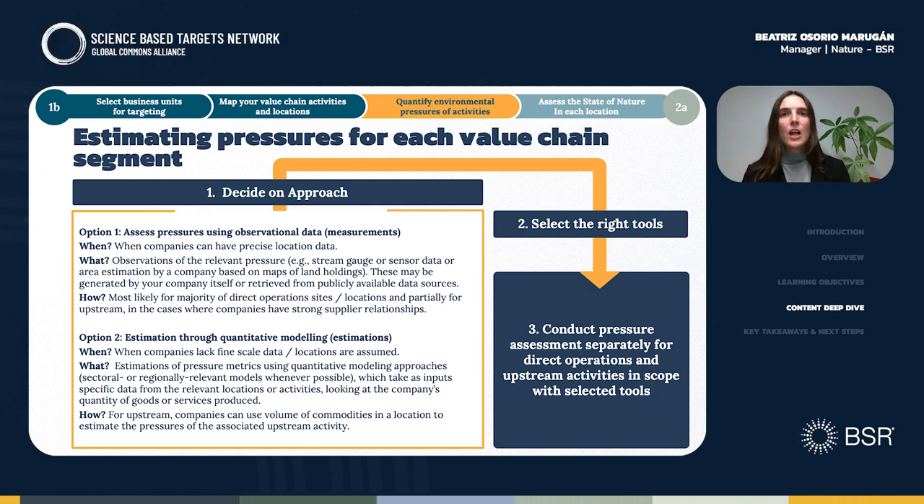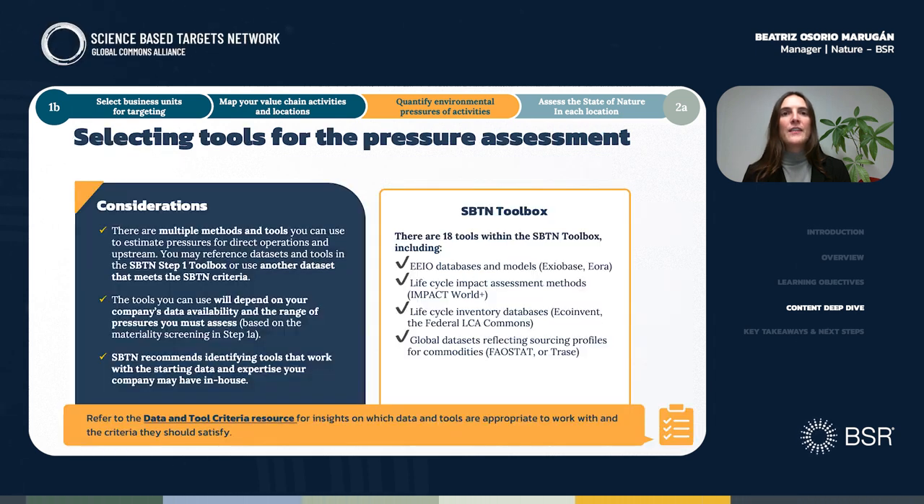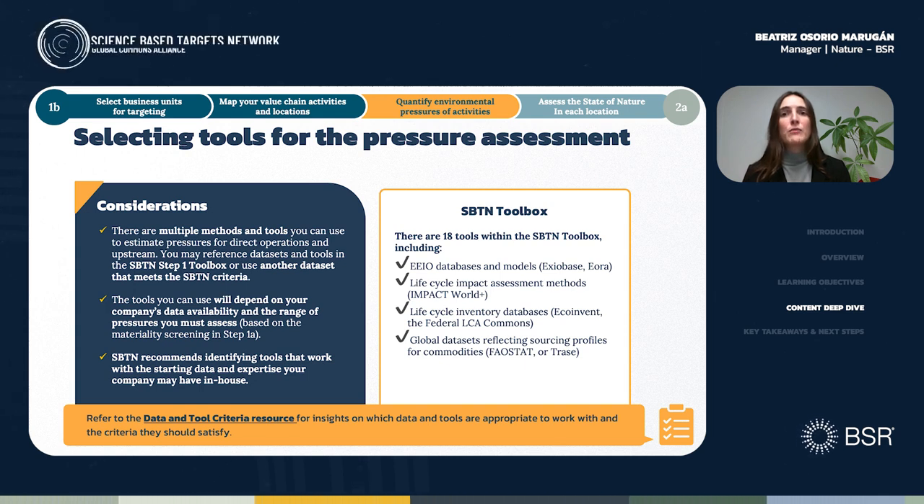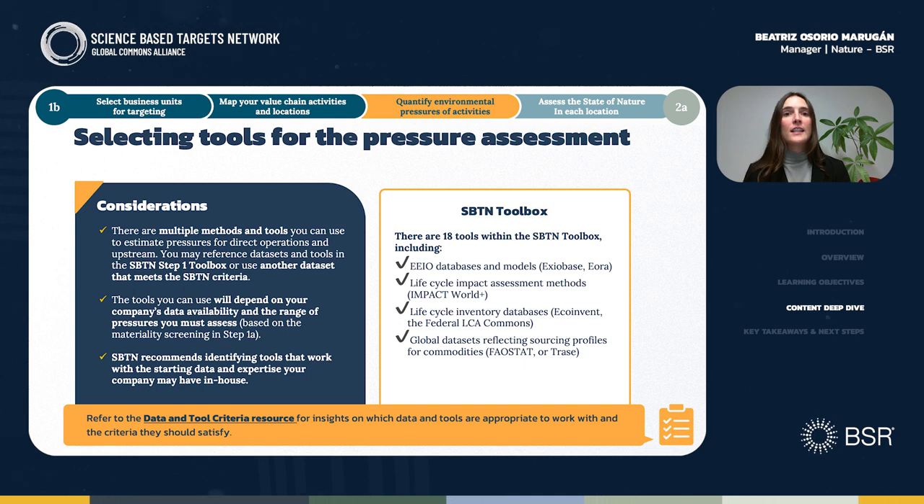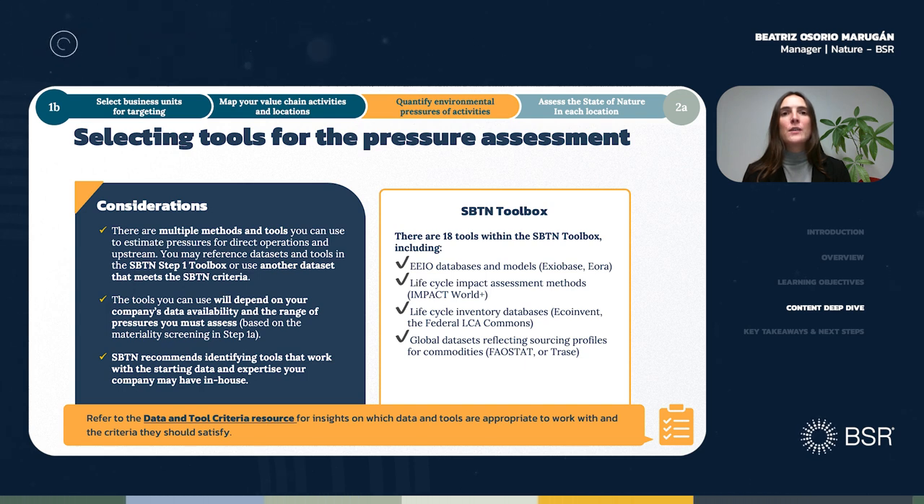As mentioned, companies may use quantitative models or tools for pressure estimation, such as life cycle impact assessment approaches. SBTN recommends that, where possible, companies use models that produce estimates representative of the actual activities undertaken and are consistent with SBTN tool and data criteria listed in the actual guidance. You can refer to that on the SBTN Step 1 toolbox and select the tools that best match the company's available data, as well as the range of pressures it must assess.